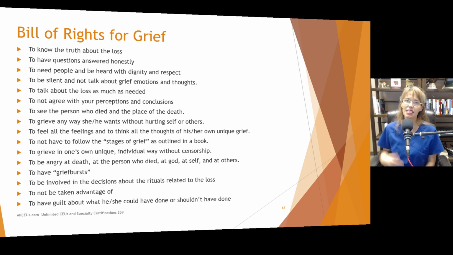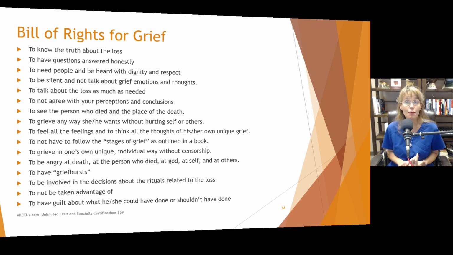I also have clients, and this is a fun one to do in grief group. I think we talked about this the other day in class. I have them construct a Bill of Rights for grief, and I do the same thing for guilt. The Bill of Rights for grief says things like, I have the right to know the truth about the loss, have my questions answered honestly, be heard with dignity and respect, to be silent and not talk about grief emotions and thoughts. Sometimes we just don't want to talk about it at all.